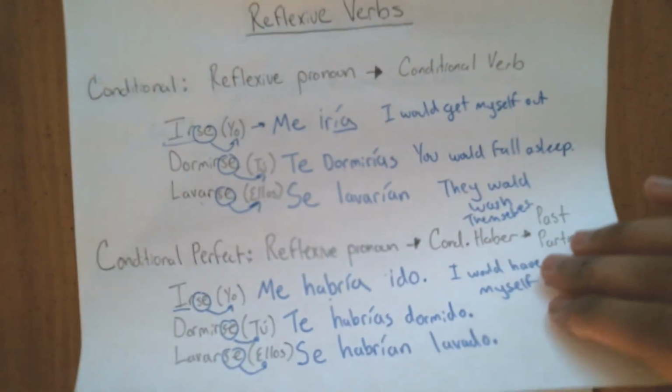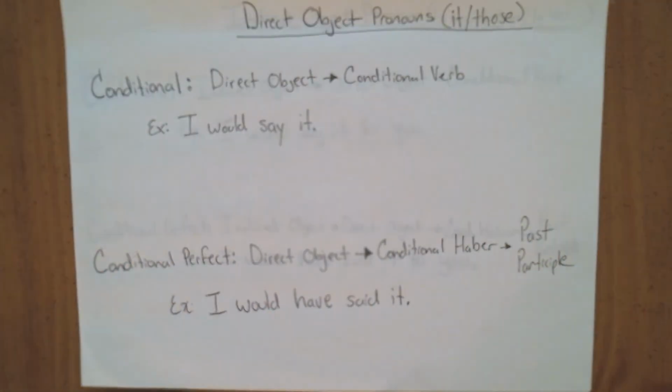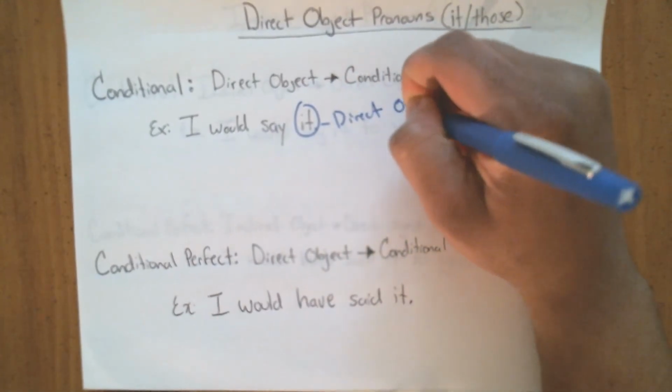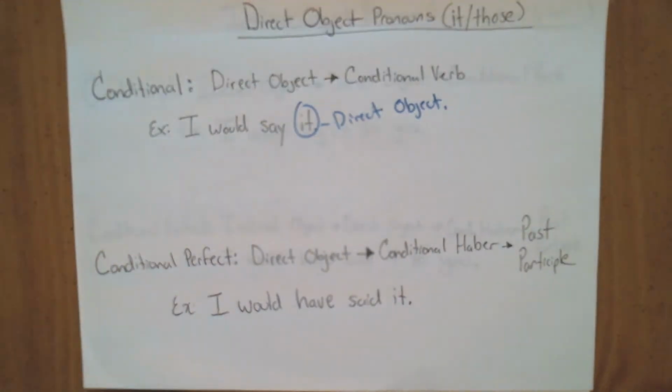We have another case. That is with the direct object pronouns, okay? Your direct object is when you say it or those. Like in the statement, I would say it. It is the direct object. And you might ask yourself, well, gee, how can I tell when something is the direct object in a sentence? The direct object in a sentence is the thing that is being acted on. Like if I were to say, I kick the ball, the ball is being acted on, and so the ball is the direct object. But if I were to try to speak short and say, I kick it, now it is the direct object.